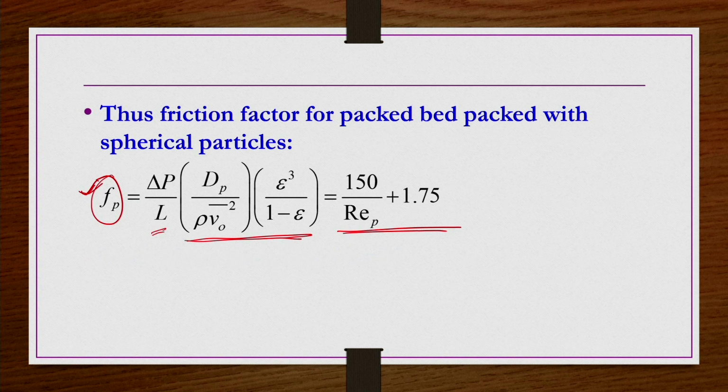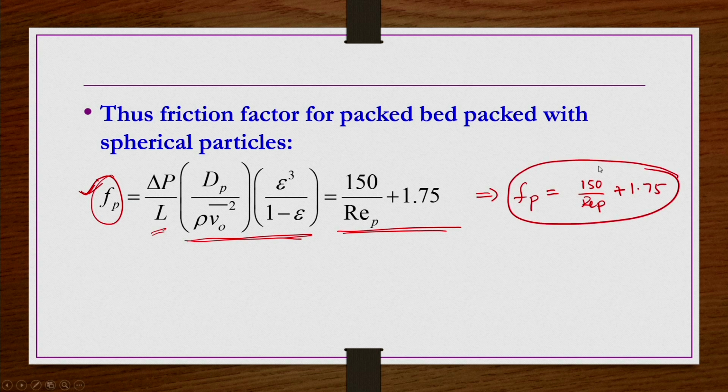That is what we understand from here. So, the friction factor for packed bed is nothing but 150 by Reynolds number for packed beds plus 1.75. This is what we get.